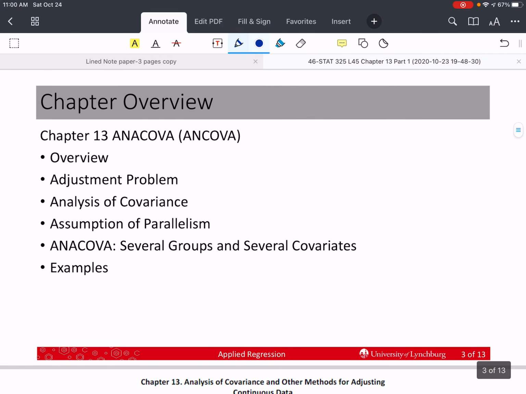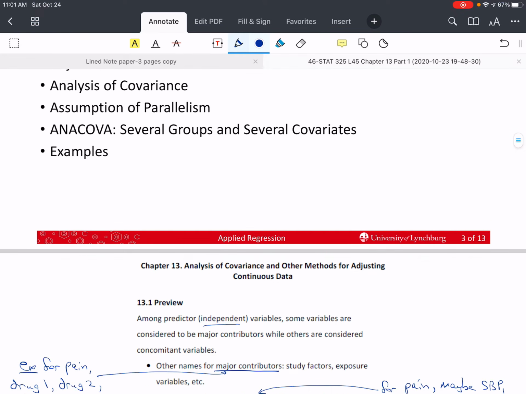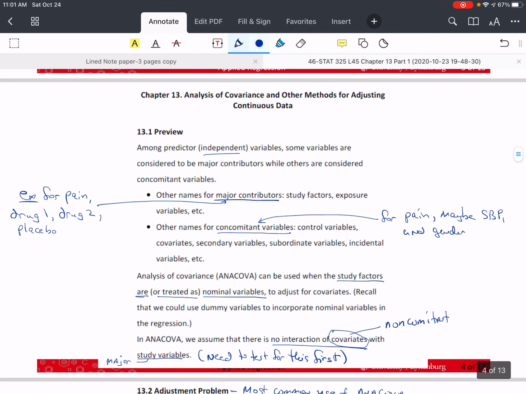All right. So in chapter 13, we're going to talk about something called ANACOVA or ANCOVA. We'll give a brief overview, talk about an adjustment problem, analysis of covariance, the assumption of parallelism, and then we'll talk about ANACOVA for several groups and several covariates and give some examples. So let's get started. So this is a preview.